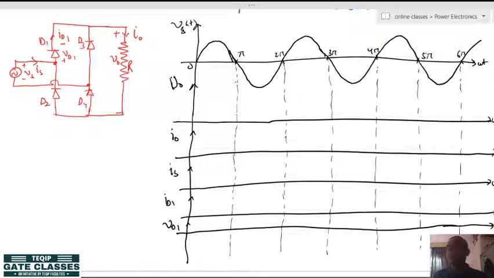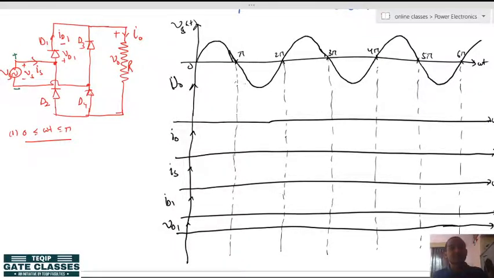Starting it instant wise, from 0 to pi, the first instant we are taking. From 0 to pi, what will happen? See, from 0 to pi, what is happening? You see that the supply is like this. See, that is the supply. If I mark it here, the positive side is here and the negative side is here.